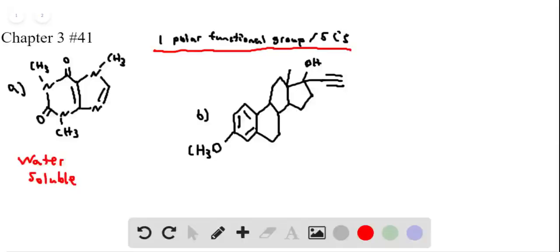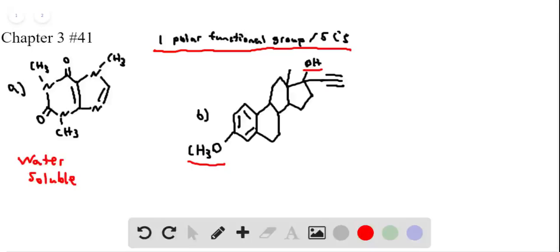So looking at this steroid molecule that we have for B, we can see that there's an ether here, the OCH3. So this is an ether. This is obviously an alcohol. And that's it. 2 polar functional groups that could H bond, and many more than 10 carbons.